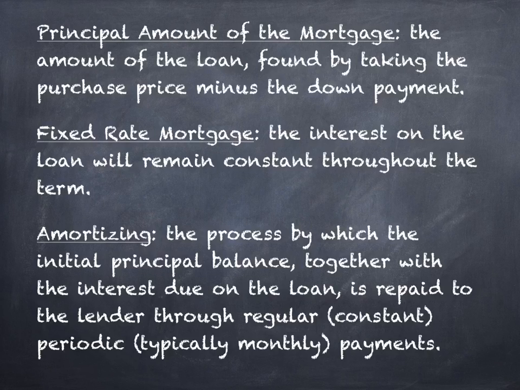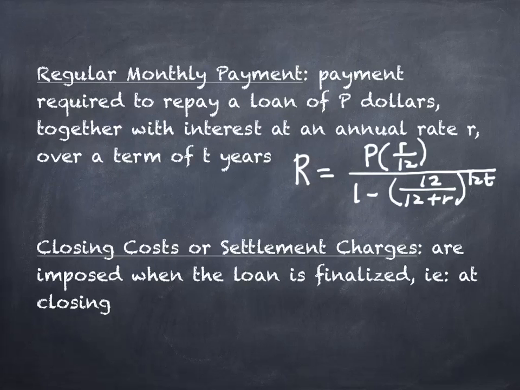Amortizing is the process by which the initial principal balance, together with the interest due on the loan, is repaid to the lender through regular, constant, periodic payments, typically monthly. Sometimes you'll see some weekly or bi-weekly arrangements, but typically monthly payments. And we're going to do an example of amortization today as well.